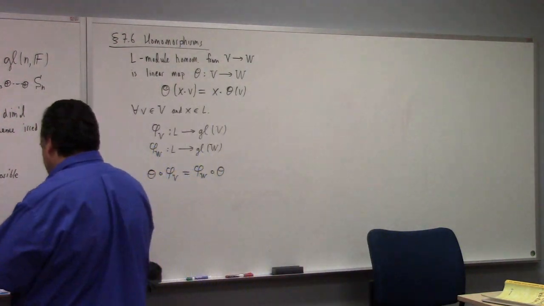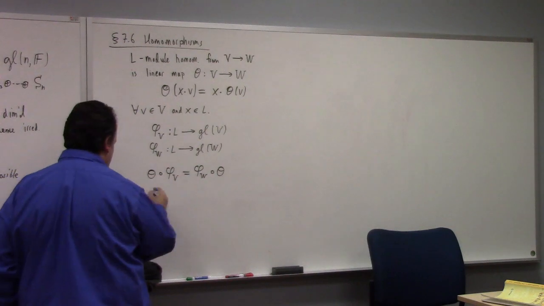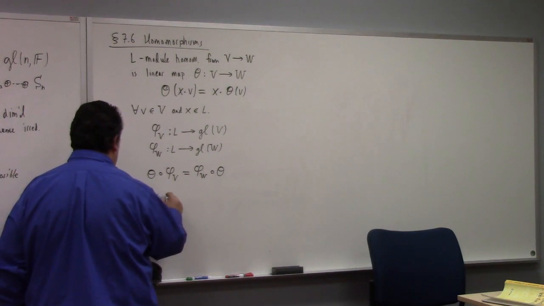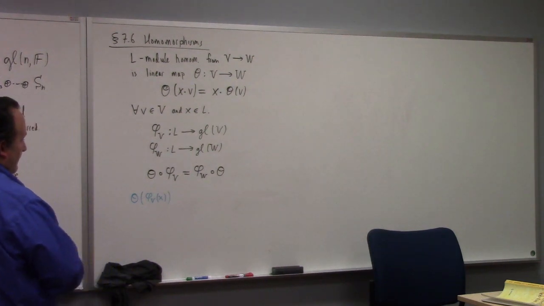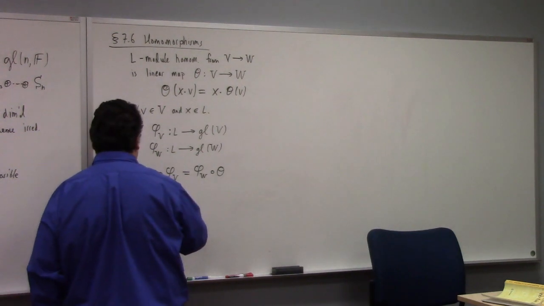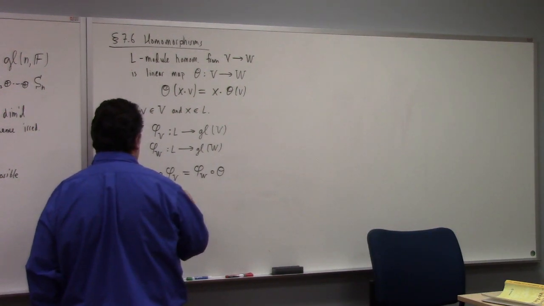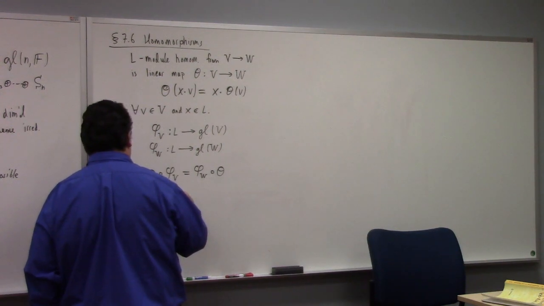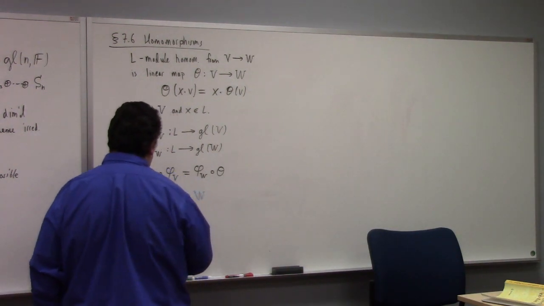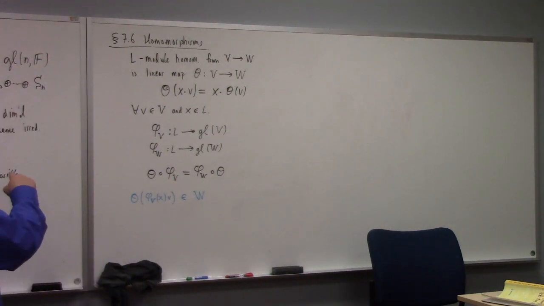All right. So if I feed this x, I have theta of phi V of x. Then that is an element of what? Well, first of all, I can't even do that. That doesn't make sense, because phi V of x is an element of GL(V). So I should let this act on a little v. Then this would be an element of V, and then this becomes an element of W, because theta takes me from V to W.